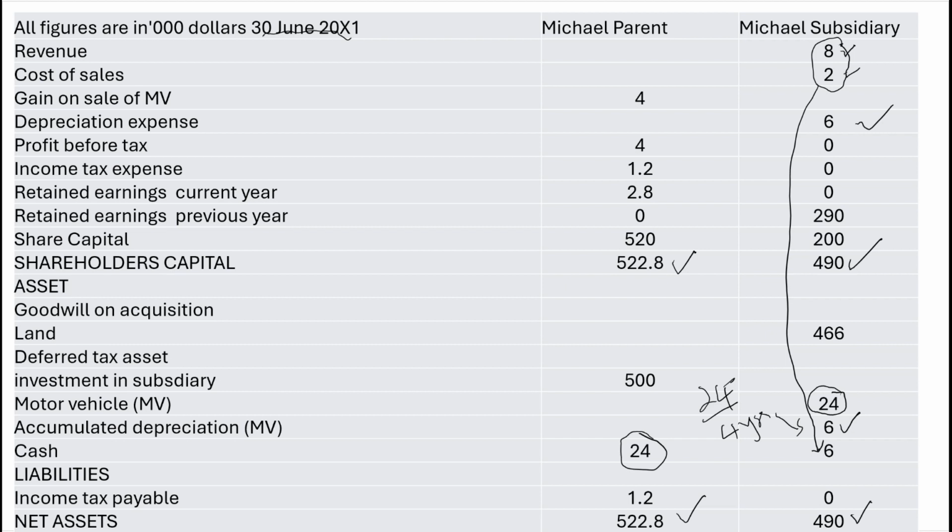Michael's subsidiary did not make any profits because there was revenue of 8 and cost of sales of 2, and then there was depreciation expense of 6. Therefore, the total expenses are 8, and that is set off against the revenue of 8,000.